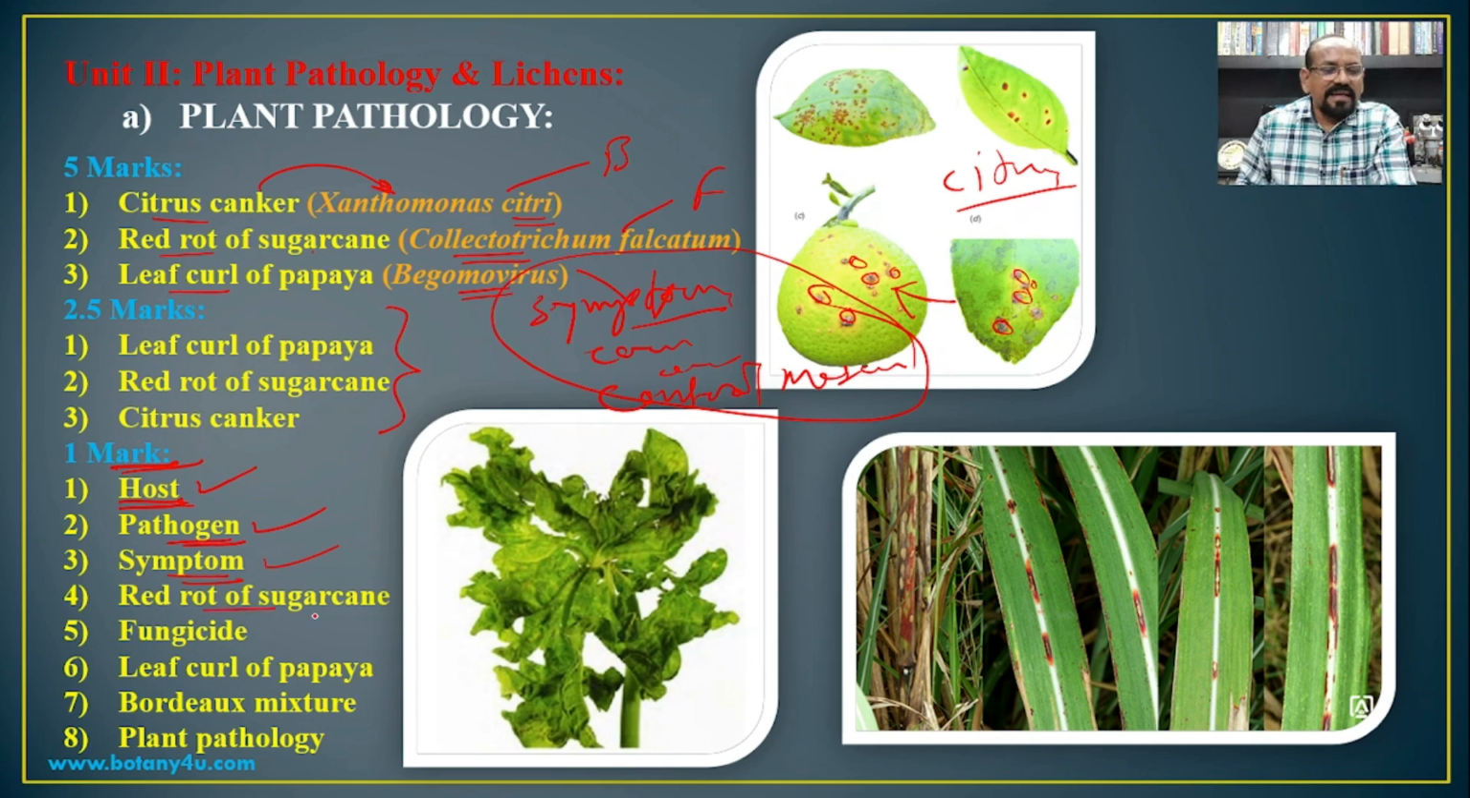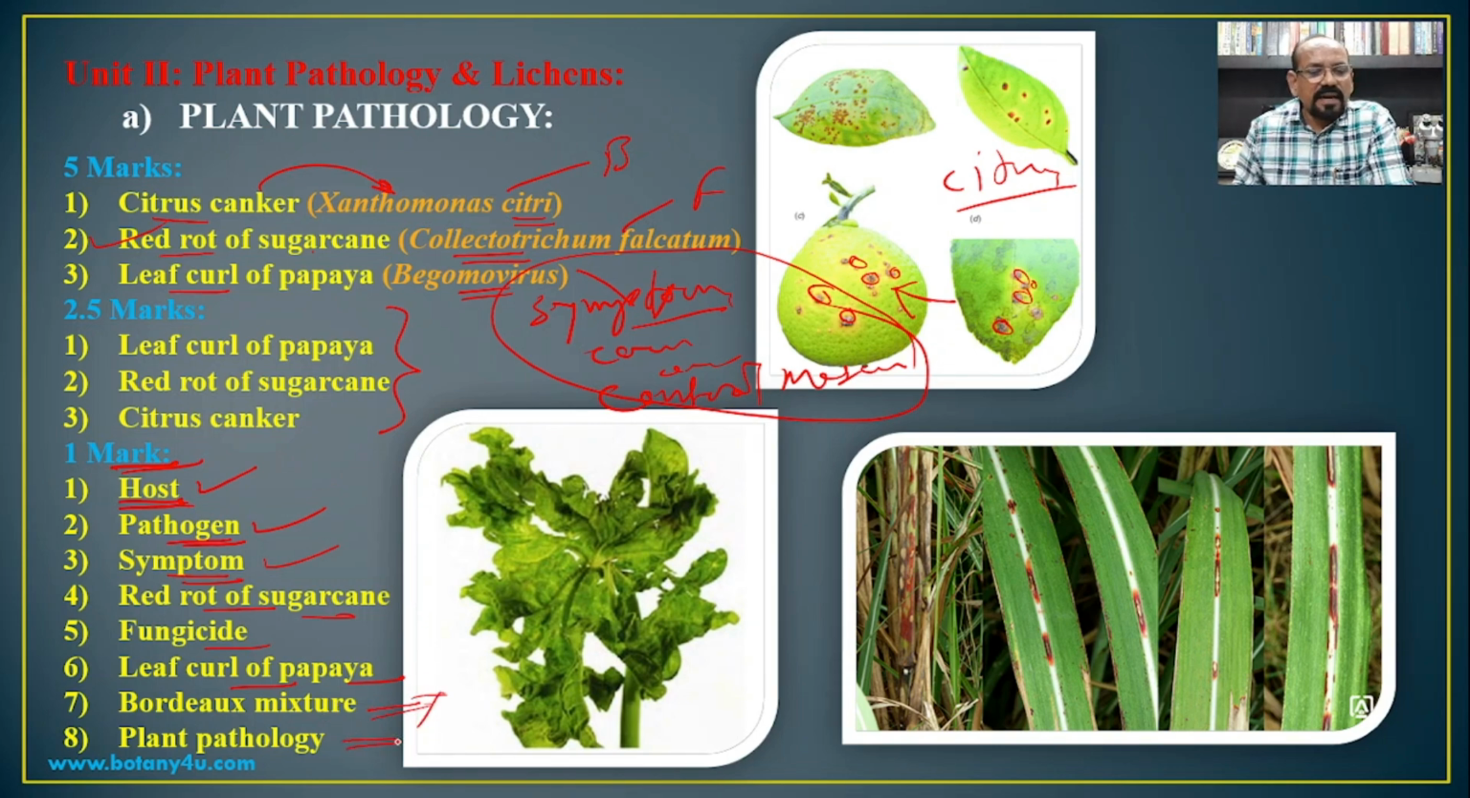Then red rot of sugarcane, it is asked for 5 marks, for 2.5 marks, and even for 1 mark also. Then fungicide, we can use the fungicide here to control the red rot of sugarcane, as it is a fungal disease. Then leaf curl of papaya, again another type of the same question for 1 mark. Then Bordeaux mixture, that is again used to control plant diseases.